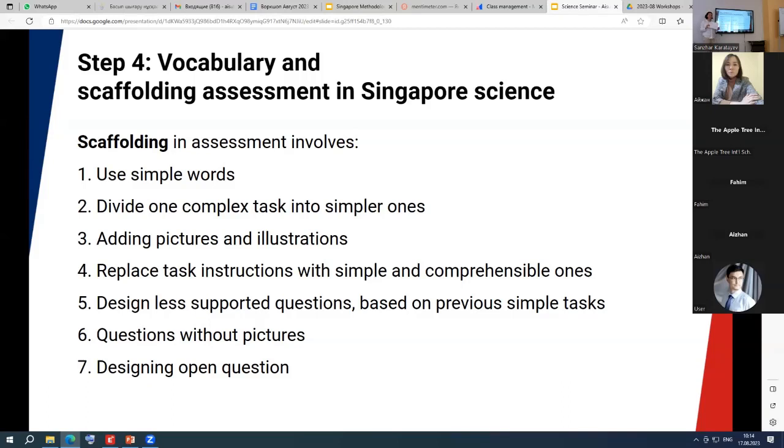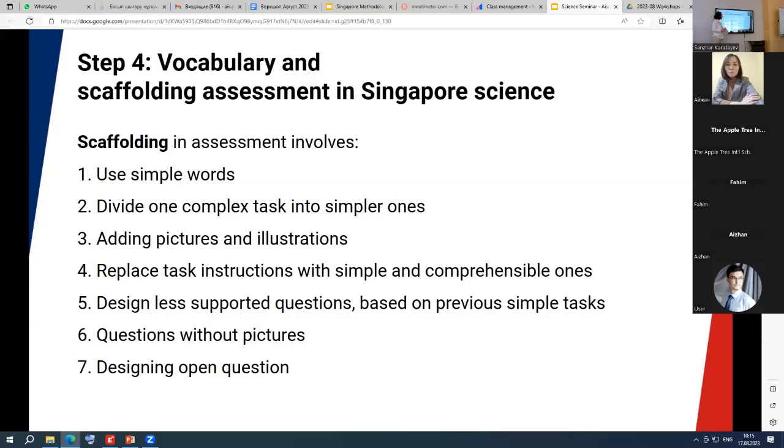Adding pictures and illustrations. Somewhere there are no pictures and illustrations. Replace task instructions with simple ones. Instructions are also important and they may not understand, for example, the instruction, which of the following is correct? For example, they ask, what is the word following? What is which? So they don't know these words. And so on. Instructions should also be simplified. Then when you simplify in all ways, after that, you design less supported questions. Less supported means more difficult, yes? More difficult, without pictures, and even some open questions.